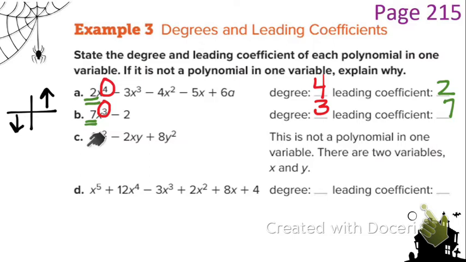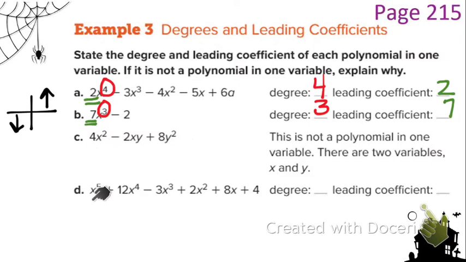Okay, this is an example. Because see how we have x being multiplied, we have 2 variables being multiplied together. Whenever you see that, this is not a polynomial of 1 variable. Okay, so this does not have a degree or a leading coefficient. We actually see that in our homework, and we're going to do that together in a minute.